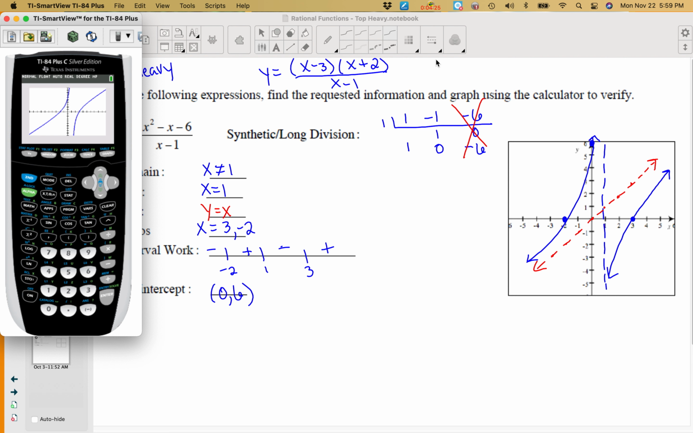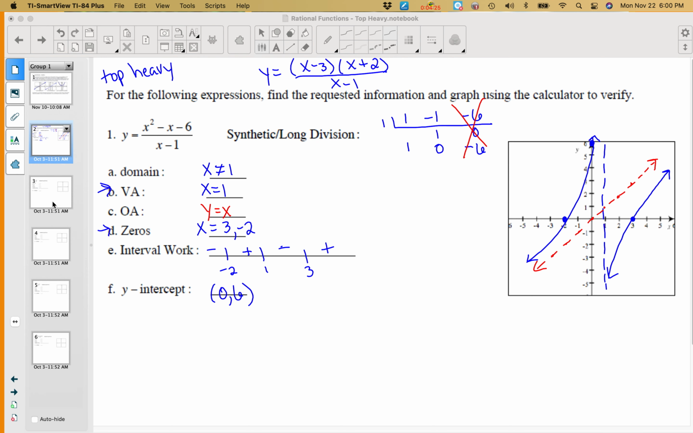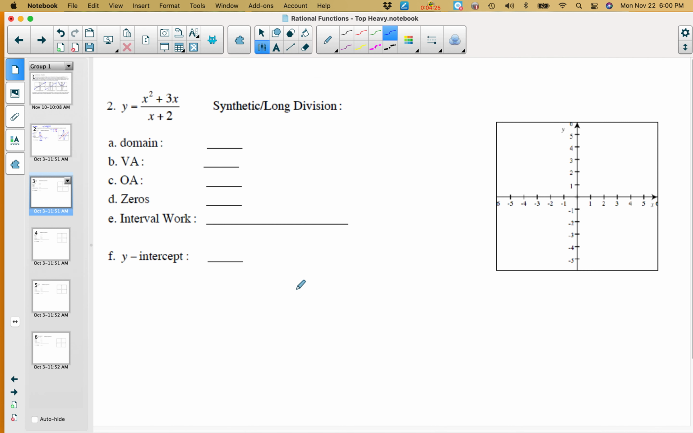And then don't forget, you can always check your graph on your graphing calculator. You can see that I graphed that function. And you can kind of make sure, it won't show you all the asymptotes, but it shows you that shape of the graph. All right, let's try this next one.